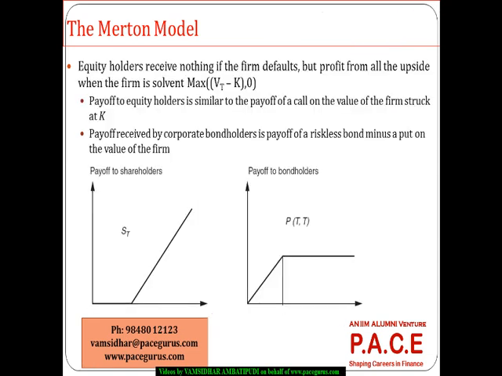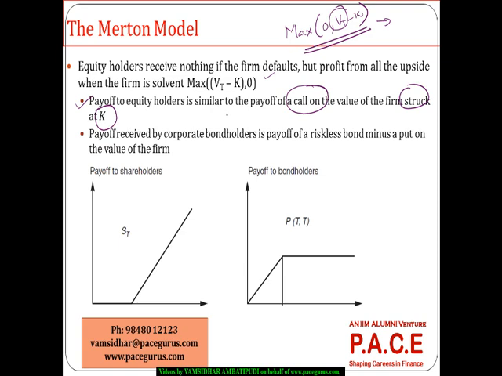So that is the equivalence of the payoff for a bond investor or for a debt. And the same logic, if I am talking about equity, they are going to receive either 0 or VT minus K, whichever is higher. So this is a perfect payoff associated with a call option. So that's the reason we are saying the payoff to the equity holder is similar to the payoff of a call option on the value of the firm, for a strike price equivalent to the face value of the debt.